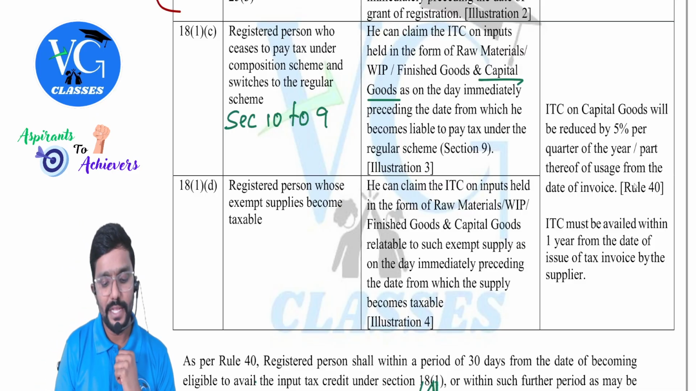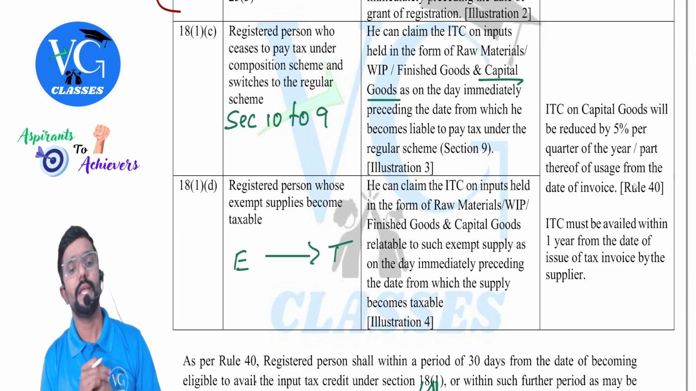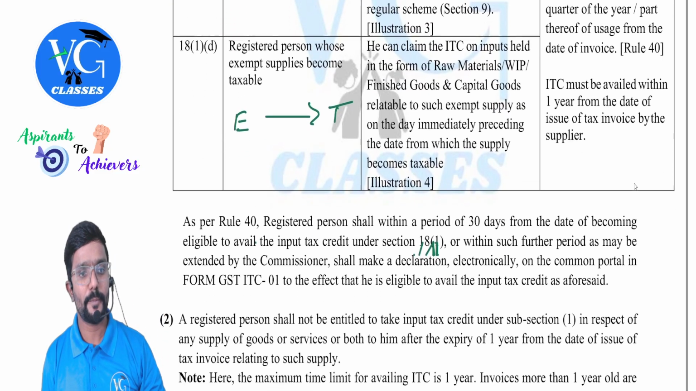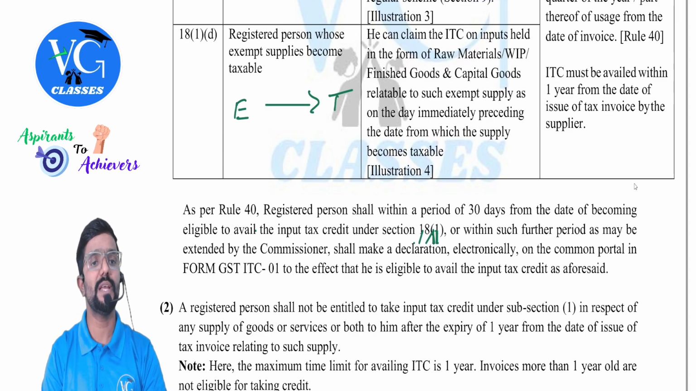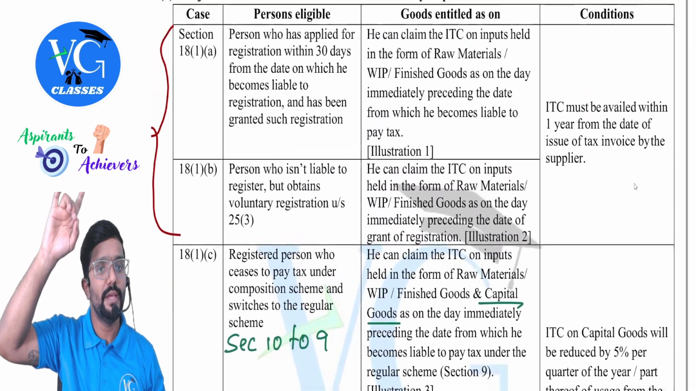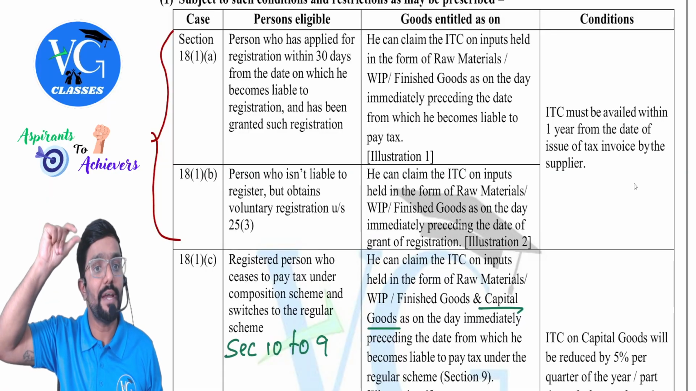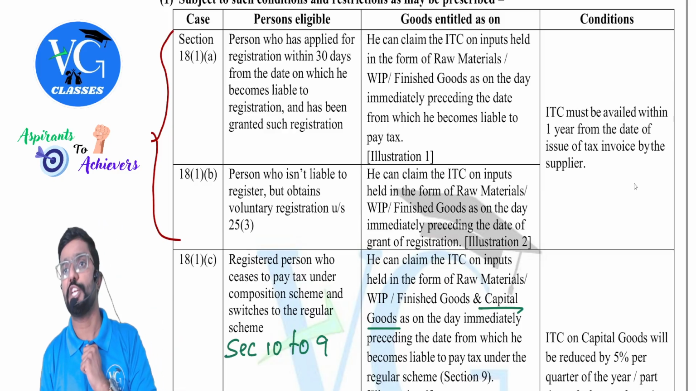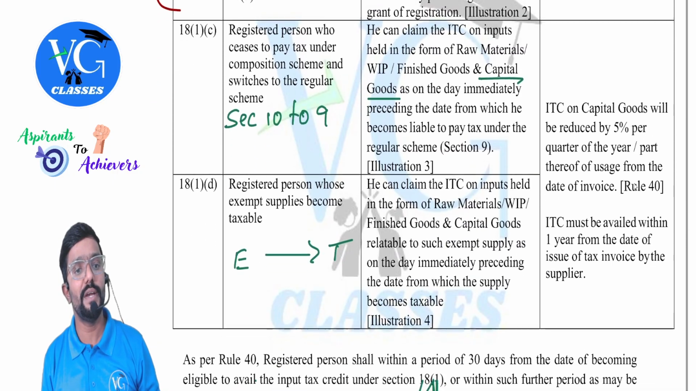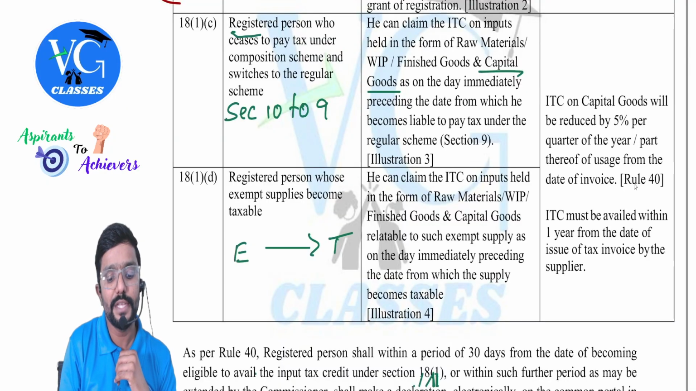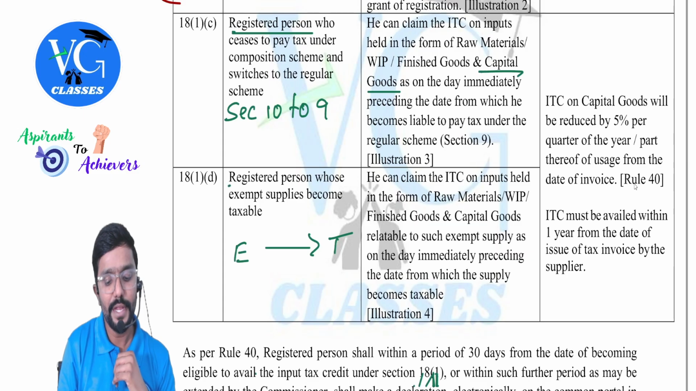Okay, so let me write like this. Exemption now became taxable. 18.1D: registered person whose exempt supplies become taxable. Guys, observe the words. 18.1A and B didn't start with registered person. They started with person. Why? They were not registered. Now they are taking registration. Whereas 18.1C and 18.1D start with registered person, which means these people are already registered.